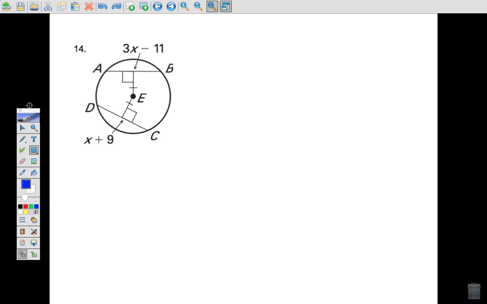Okay, so on this one, this was from the lesson we did on chords. Now, all these notes are on my website, but you can't use the chord notes on your test tomorrow, so you need to know those. So there's a lesson over chords that had a rule that said if the chords are equidistant from the center, which they are because those are congruent, then the chords themselves would be congruent. So you just set them equal.